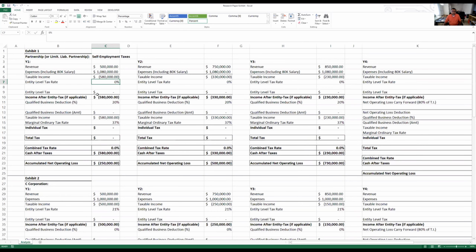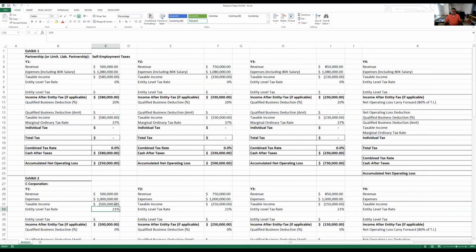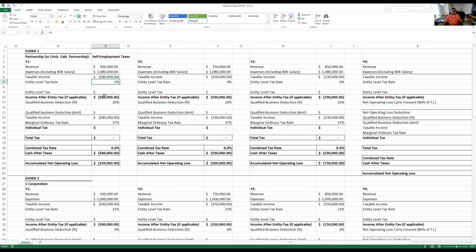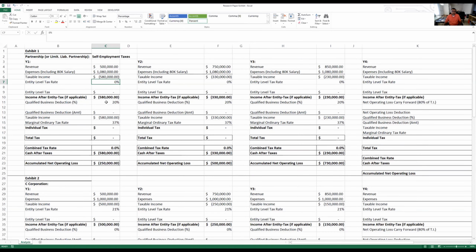There's no entity level tax as there is for a C corporation, which is 21%. But with a partnership and S corporation, you don't have that. And with both of those, partnership and S corporation, you get a qualified business income deduction without an entity level tax. And with both S corporation and partnership, you get to deduct your personal salary if you pay yourself as an owner, which I'm putting here as $80,000.